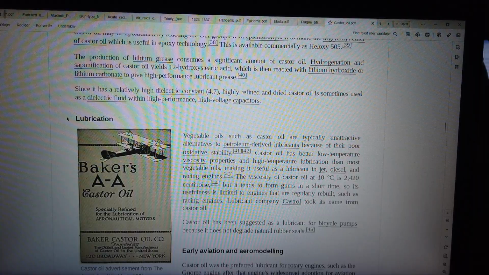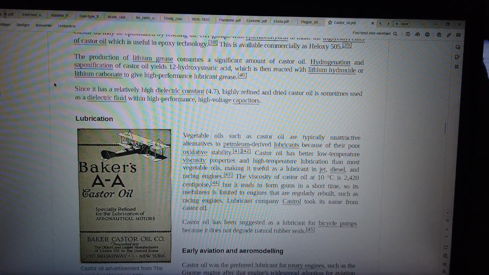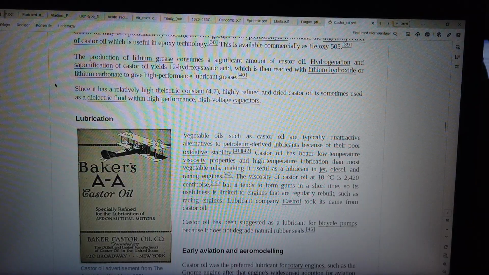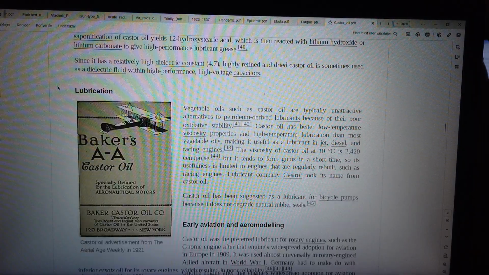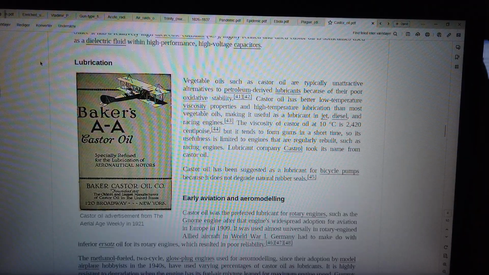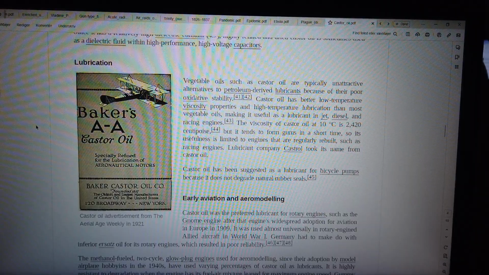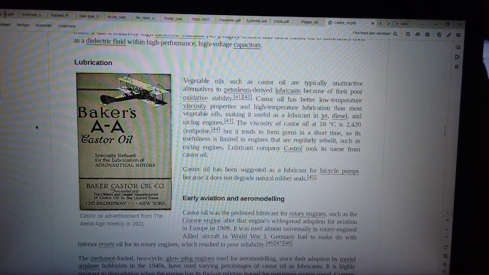Since it has a relatively high dielectric constant, 4.7, highly refined and dried castor oil is sometimes used as a dielectric fluid within high-performance, high-voltage capacitors. Lubrication. Castor oil advertisement from the Aerial Age Weekly in 1921. Vegetable oils such as castor oil are typically unattractive alternatives to petroleum-derived lubricants because of their poor oxidative stability. Castor oil has better low-temperature viscosity properties and high-temperature lubrication than most vegetable oils, making it useful as a lubricant in jet, diesel, and racing engines.